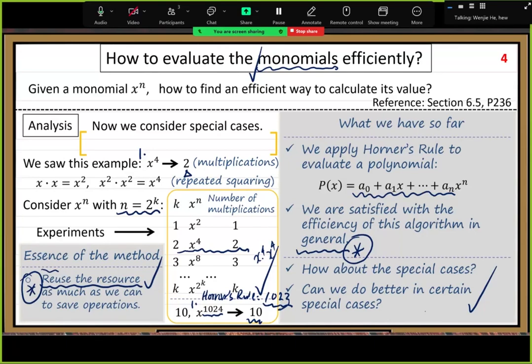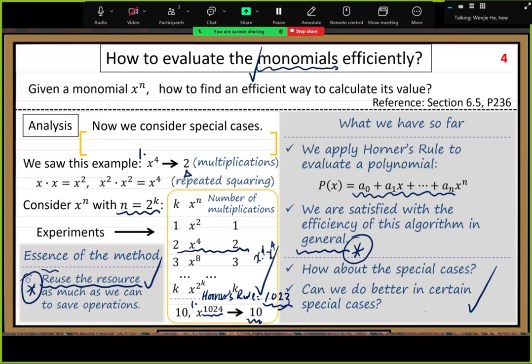Start a new slide. From this one, you know how to do repeated squaring. You keep doing squaring operations. Repeated squaring.